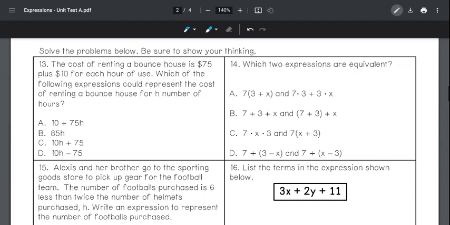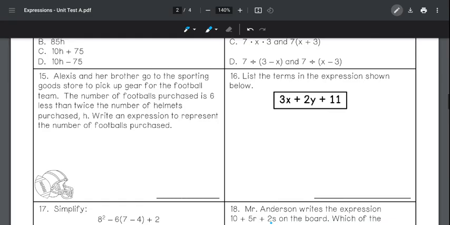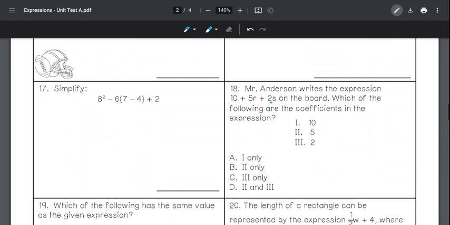Number 14, which two expressions are equivalent? Number 15, Alexis and her brother go to the sporting goods store to pick up gear for the football team. The number of footballs purchased is 6 less than twice the number of helmets purchased each. Write an expression to represent the number of footballs purchased. Number 16, list the terms in the expression shown below. Number 17, simplify. Solve using PEMDAS.